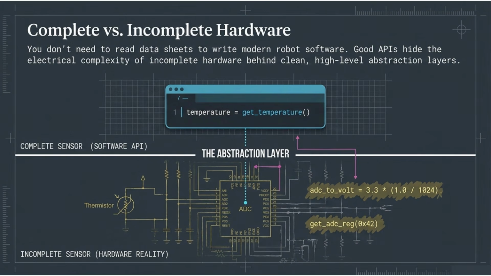Complete versus incomplete hardware. A complete sensor exposes temperature equals get temperature, one line. Incomplete reality requires thermistor circuits, ADC chips, voltage conversion at 3.3 times 1/1024, and register reads at hex 42. Modern robot software rides on abstraction layers, so application developers never touch the data sheet until something breaks at 2 a.m.